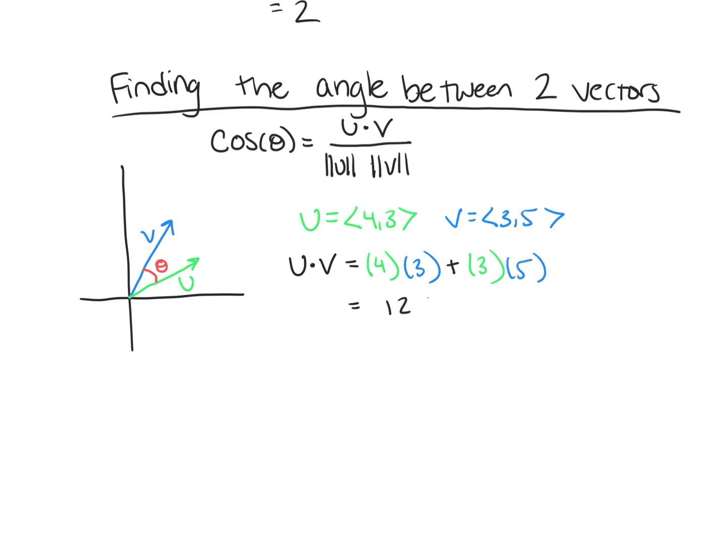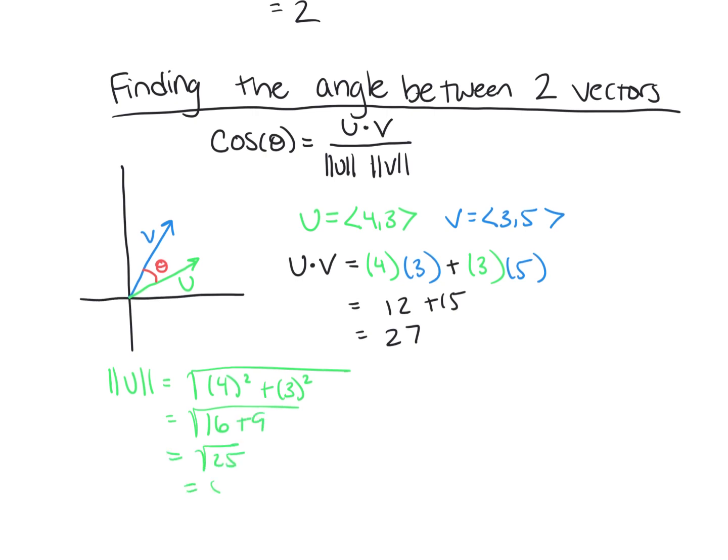So that's 12 plus 15, or 27. Now we need to find the magnitudes of both vector u and vector v. So the magnitude of vector u, just a reminder, we take the square root of our x value squared plus our y value squared. So in this case, that is the square root of 16 plus 9, the square root of 25, also known as 5. So the magnitude of vector u is 5.